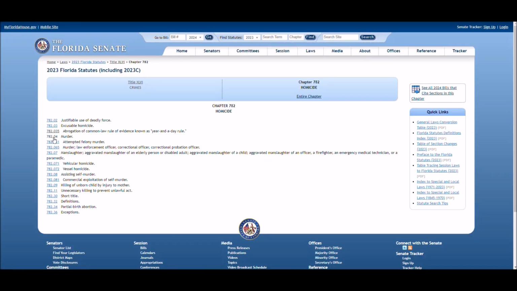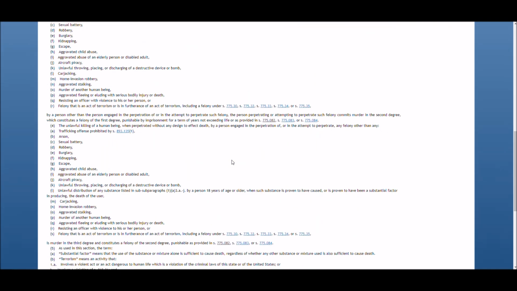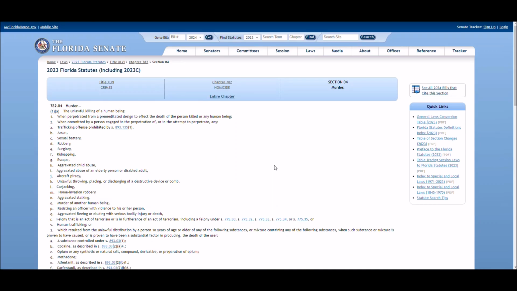And then specifically 782.04, which is murder. That's the unlawful killing of a human being. And it's right there. It goes through first degree, second degree, and third degree. Let's take a closer look at it, all right? Maybe it'll shed some light on the misunderstanding of it all.